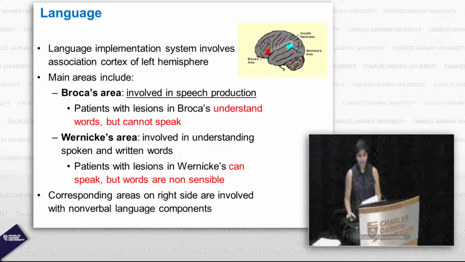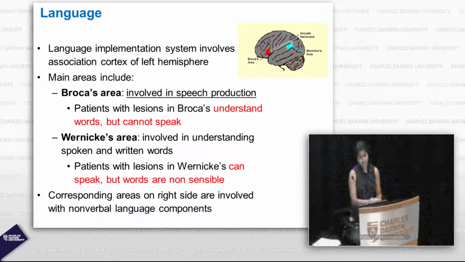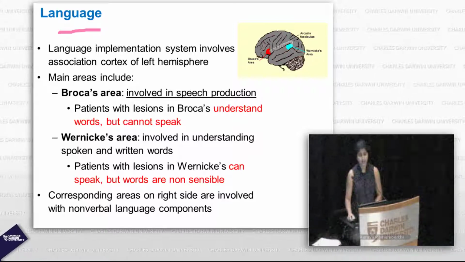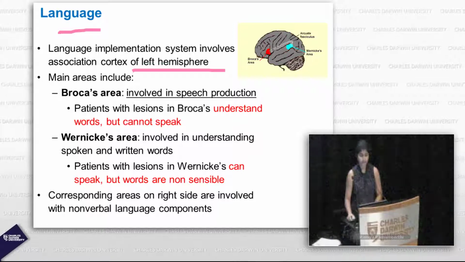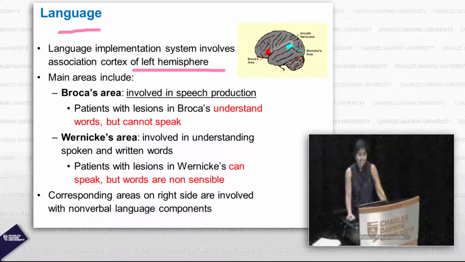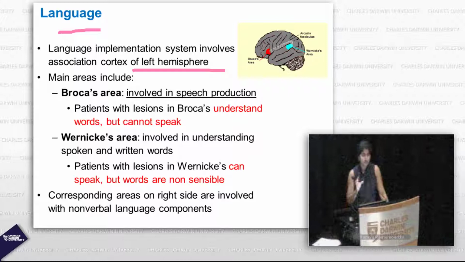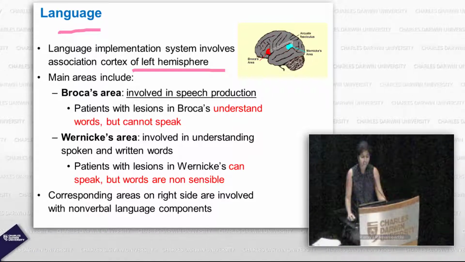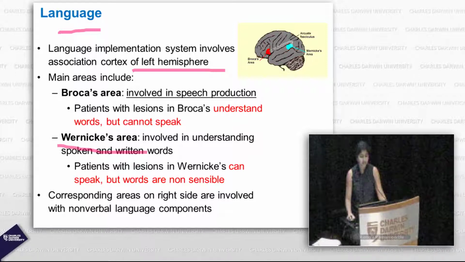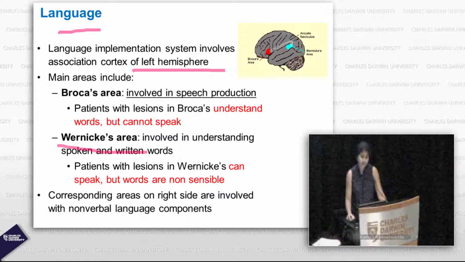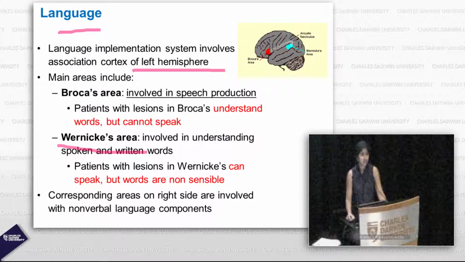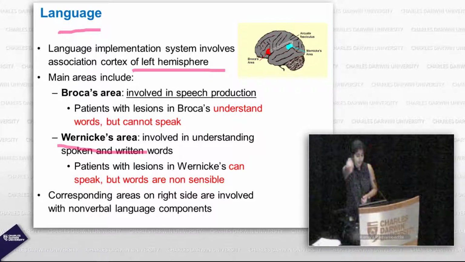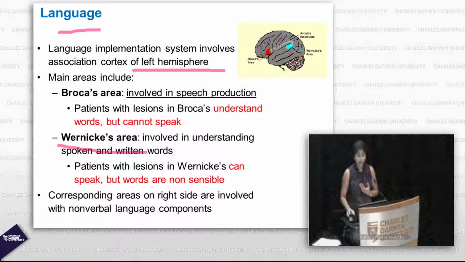So language. Language is again controlled by the left hemisphere. Okay. So with language, in the left hemisphere, there are 2 important structures that you need to understand. One is Broca's area and the other one is Wernicke's area. So the red one here is Broca's area. Okay. What it does is, Broca's area basically helps in production of speech. So if someone has a problem with Broca's area, they cannot speak.